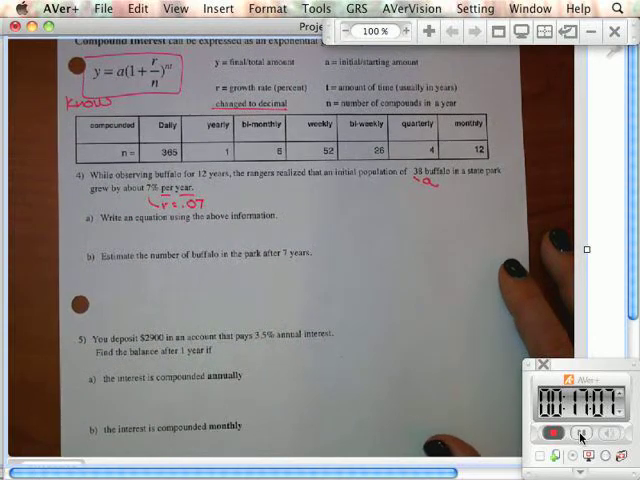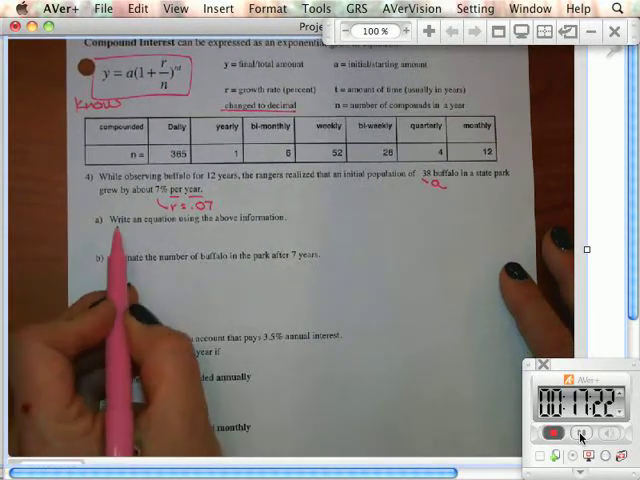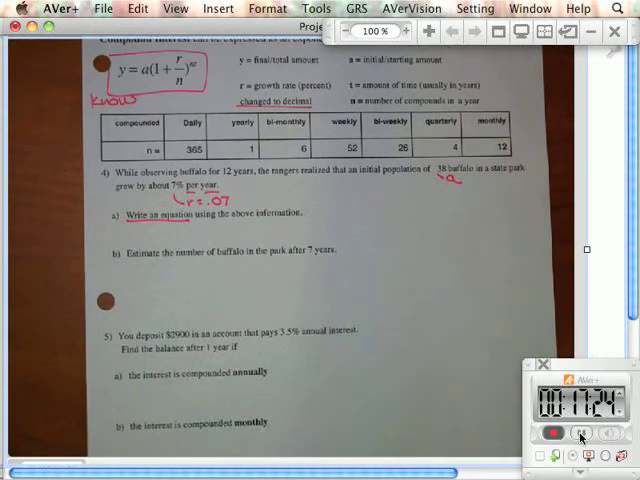The 12 really has nothing to do with the equation. It's just saying they observed for 12 years. Okay, and I'll show you why. It says write an equation using the above information. When you see this, you're not doing any solving. You're not coming up with any final number. You're writing a general equation that they can plug in any year for T and find out how many buffalo.